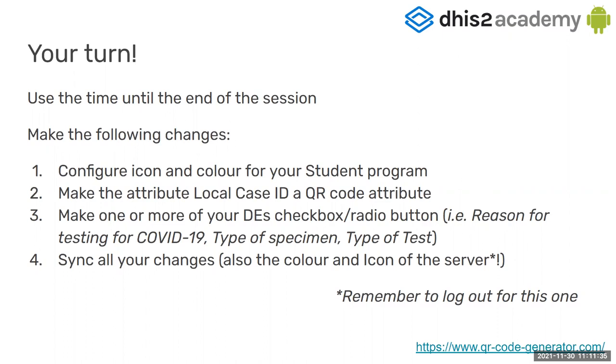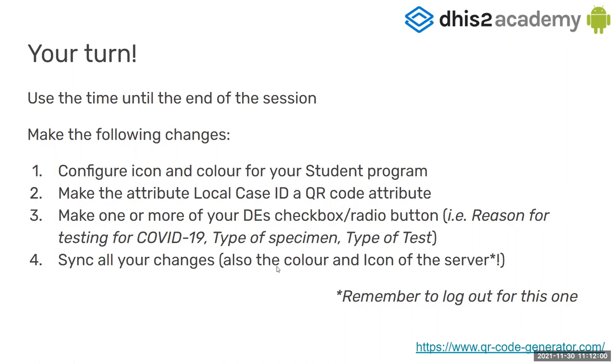You also have it to a QR code in the rendering. Then look for one of your data elements that have option sets and make them radio button or checkbox, horizontal, vertical. You have examples here. Reason for testing is an option set. Type of specimen is an option set. Type of test is an option set. And then sync all your changes.